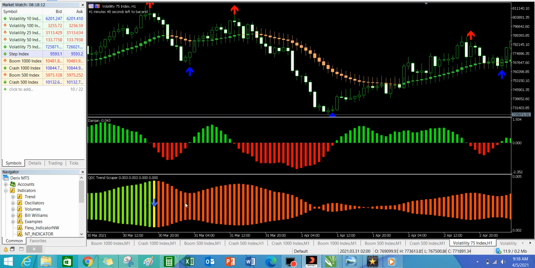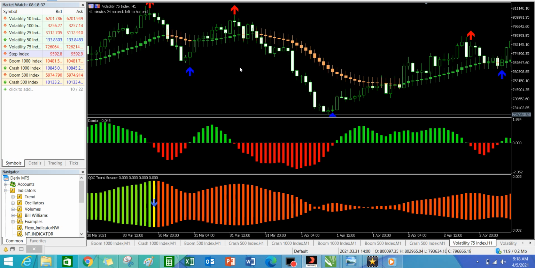For instance, the trend is on a downtrend here, which means any sell signal will be stronger than a buy signal. Let me repeat that again. Any sell signal will be stronger than a buy signal. This is the first strategy I'm sharing with you. I'm going to share the second strategy very soon.